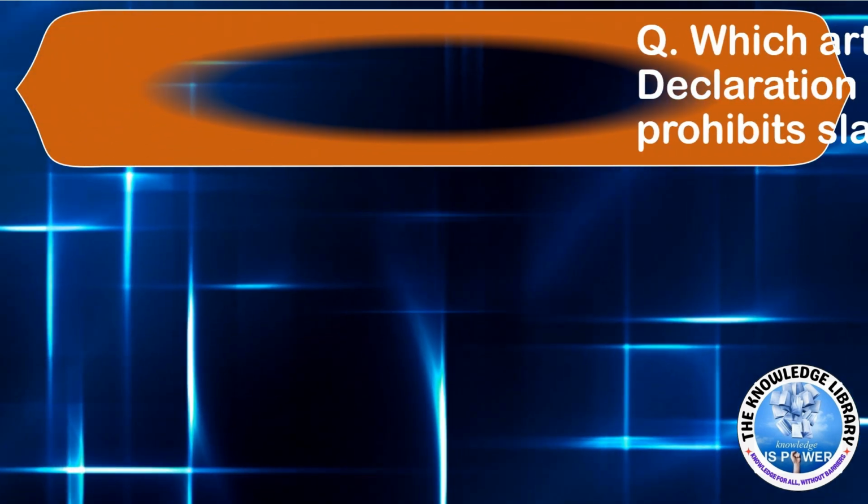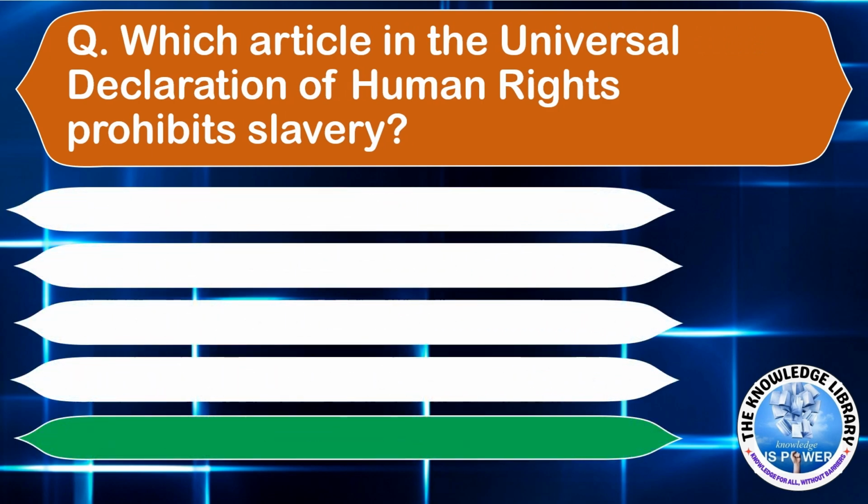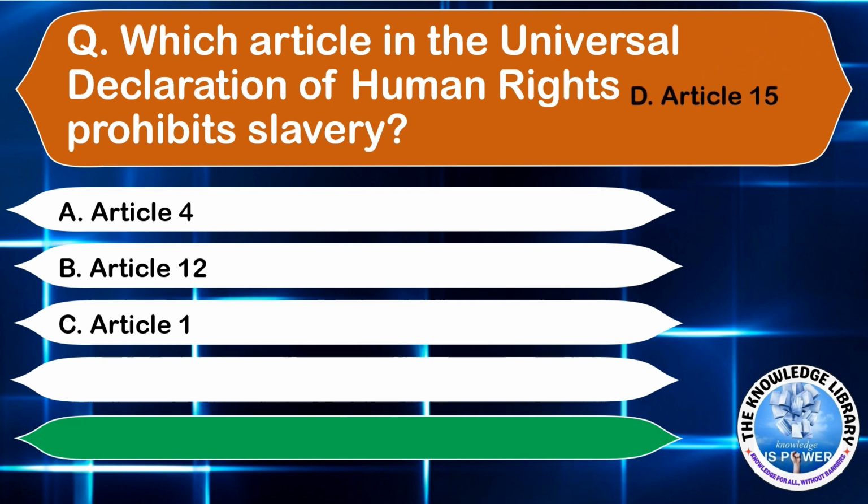Next question is, which article in the Universal Declaration of Human Rights prohibits slavery? Option A, Article 4. Option B, Article 12. Option C, Article 1. Option D, Article 15. Correct answer is option A, Article 4.